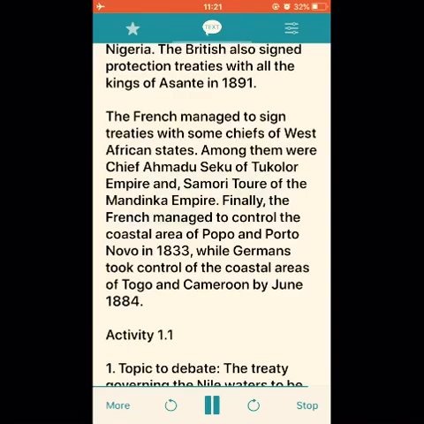Finally, the French managed to control the coastal area of Papo and Porto Novo in 1833, while Germans took control of the coastal areas of Togo and Cameroon by June 1884.